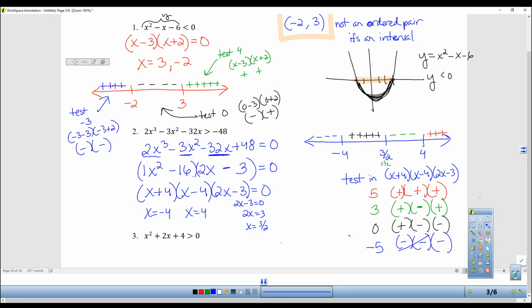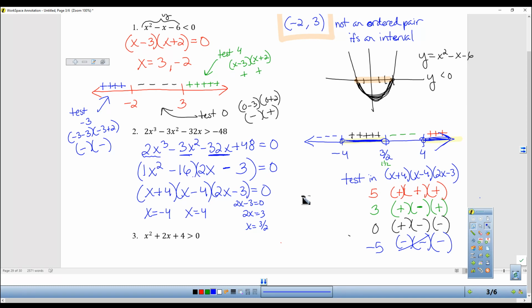So what are my answers? My final answer is going to be, let's see, we want it to be greater than 0. So where is it greater than 0? In those two intervals. How do I express that in interval notation? If I asked you to make the graph, then you could actually, it's open circle, this would be the graph.